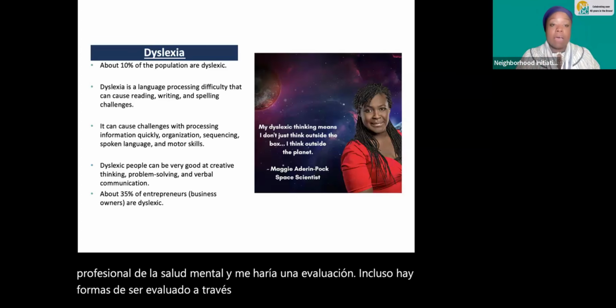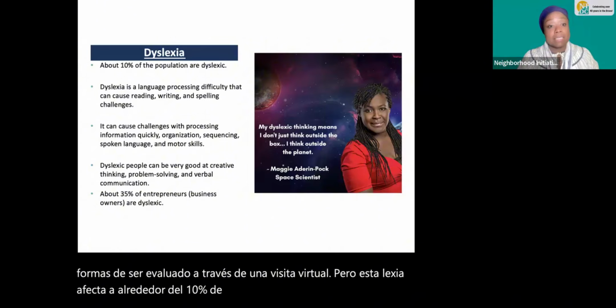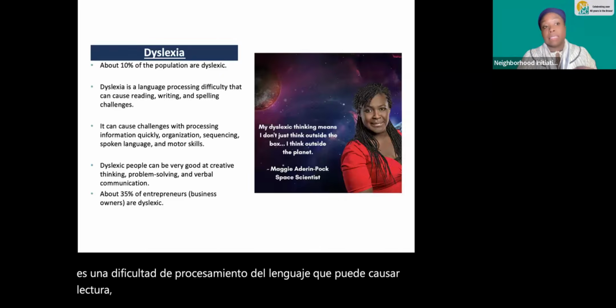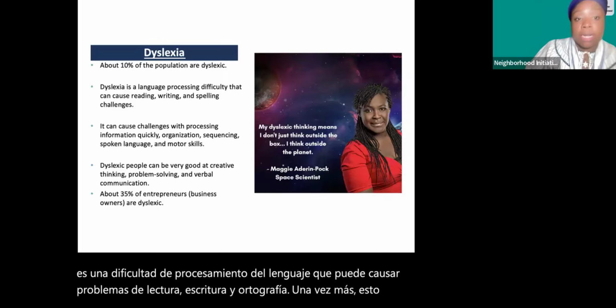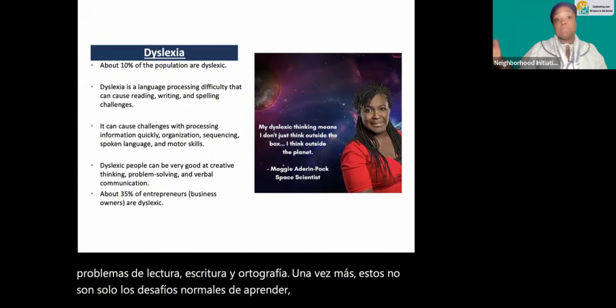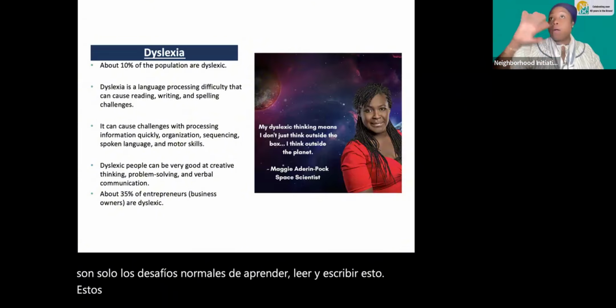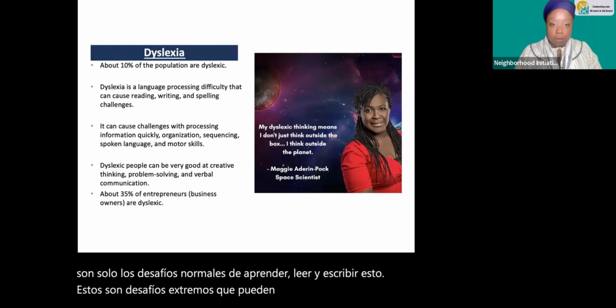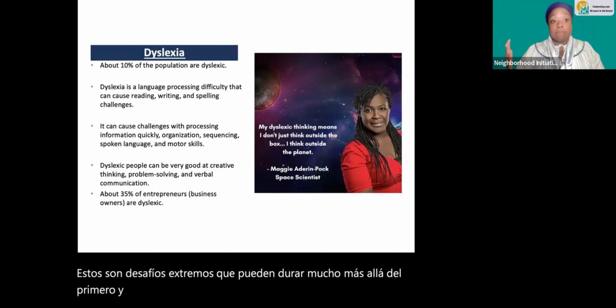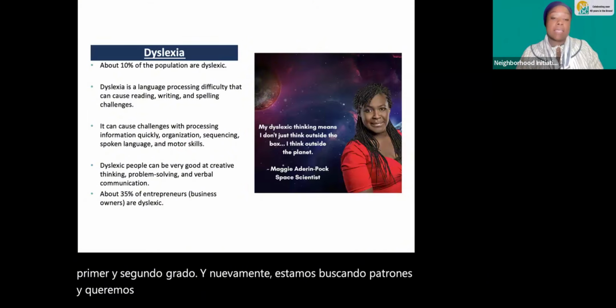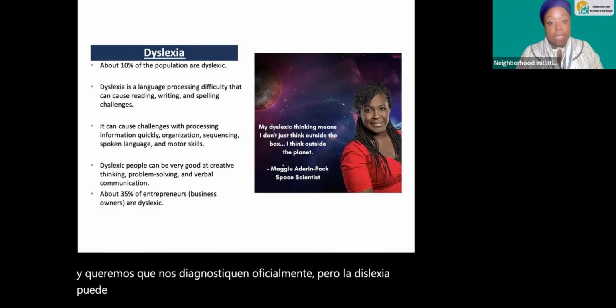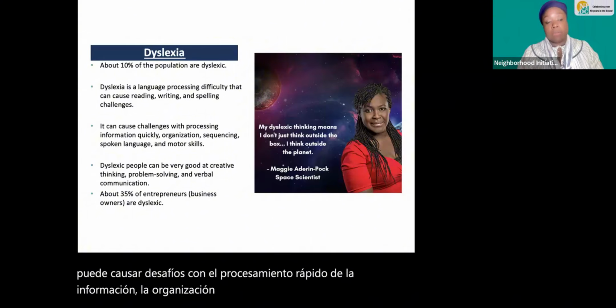But dyslexia affects about 10% of the population. And dyslexia is a language processing difficulty that can cause reading, writing, and spelling challenges. Again, this is not just the normal challenges of learning, reading, and writing. These are extreme challenges that may last well past first and second grade. And again, we're looking for patterns, and we want to get officially diagnosed. But dyslexia can cause challenges with processing information quickly, organization and sequencing, spoken language, and motor skills.